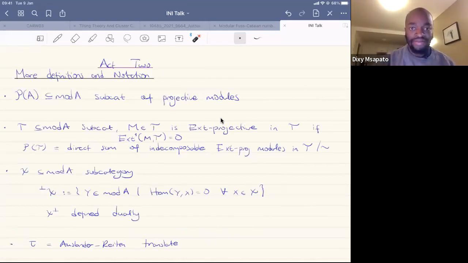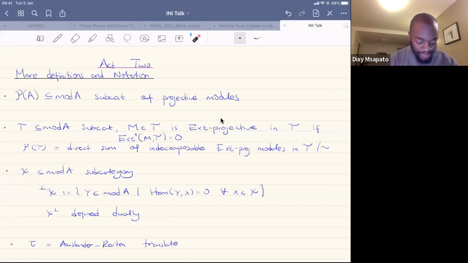Okay, into the second part of the talk. We're just going to start by giving a few more definitions and introducing some more notation. We're going to write curly P of A for the subcategory of projective modules of A. Let T be a subcategory of mod A, and let M be an object in T. We say that M is Ext-projective if the first extension of M with every object in curly T is equal to 0.